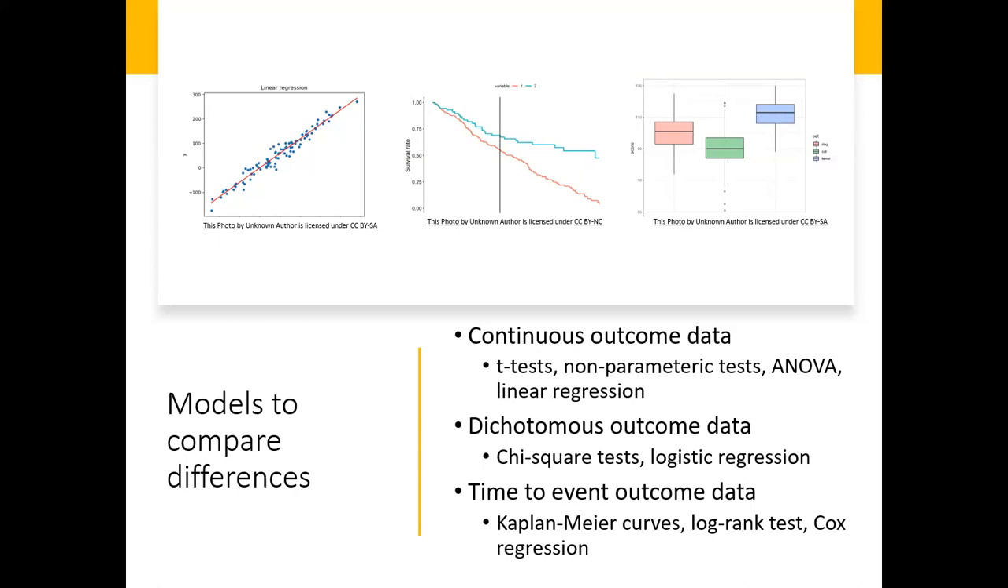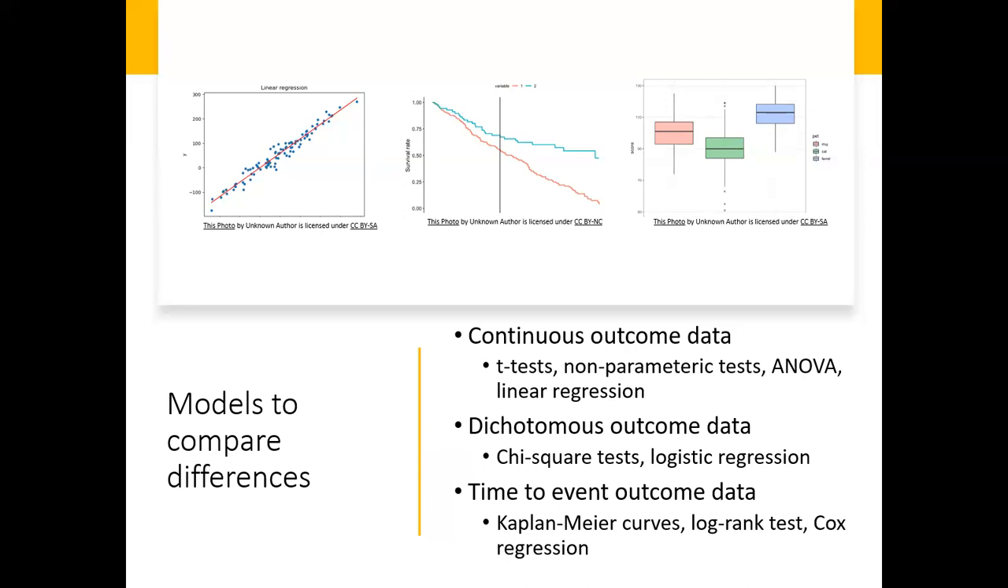So we usually use something linear when we have continuous outcome data, and we usually assume that it comes from a normal distribution. If we have dichotomous outcome data, then we have to do something else because it's not linear. So we might do chi-square tests or logistic regression, right? So we are splitting things into groups and looking at how those groups differ, like maybe those with breast cancer and those without.